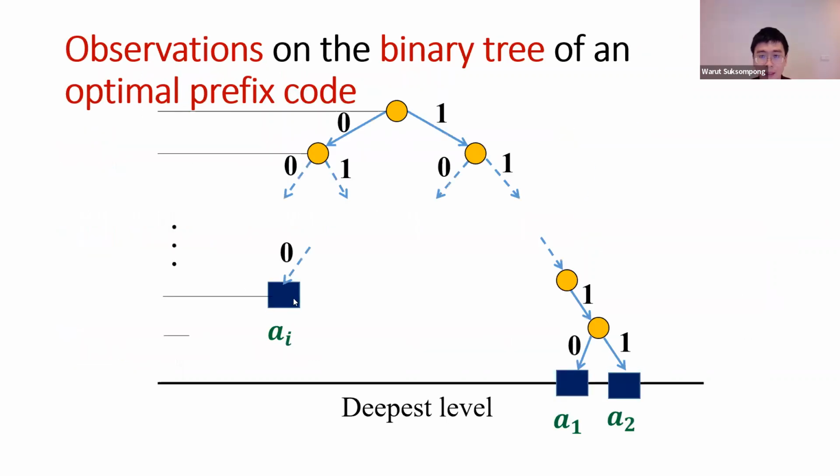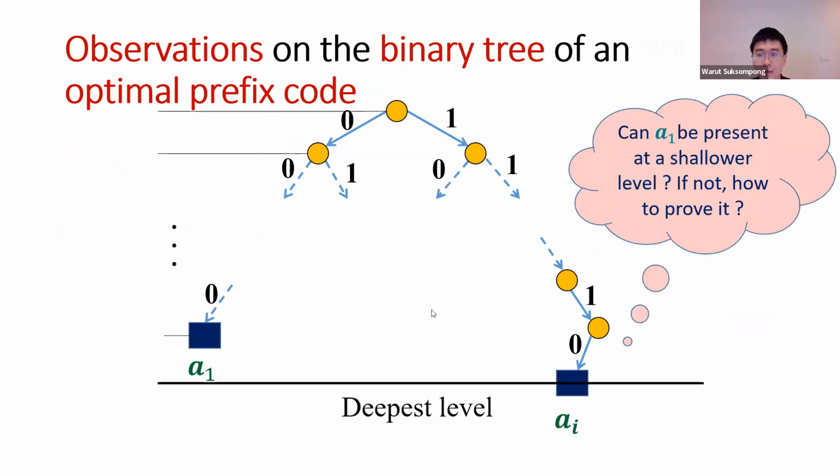Yeah, so let's take a look at that. Here, what we want to do is swap A1 and AI. At the moment, suppose A1 is less frequent than AI. Let's assume weak inequality: the frequency of A1 is less than that of AI, but A1 is at a shallower level than AI.